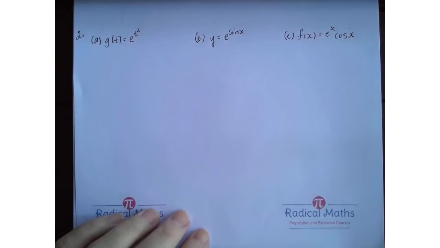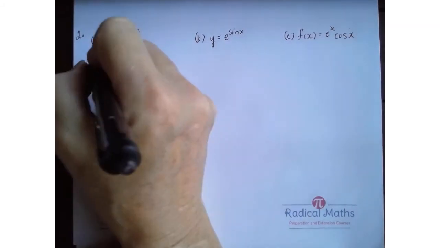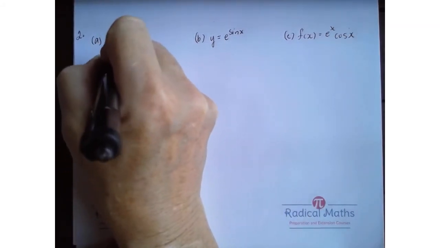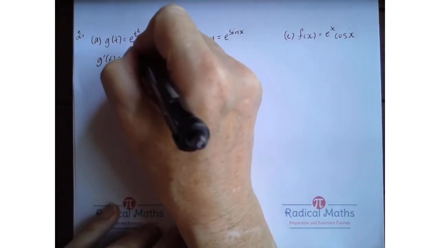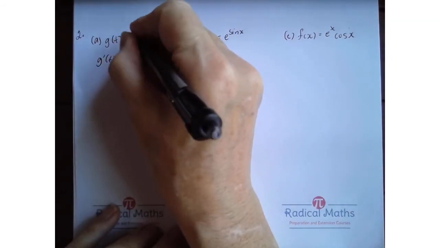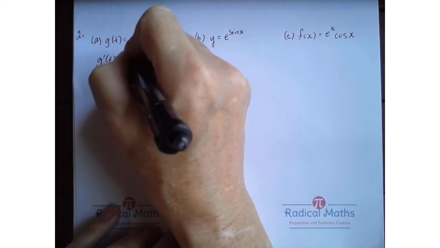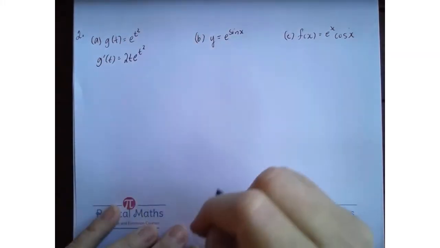This is question number 2, where you're asked to take a derivative. I'm going to go real fast. So g dash of t is appropriate notation, and we'll remember that that's e to the t squared times the derivative here, which is 2t. So I just used the chain rule.